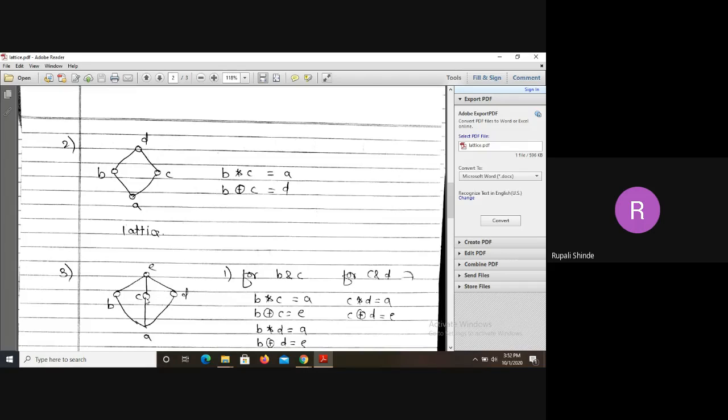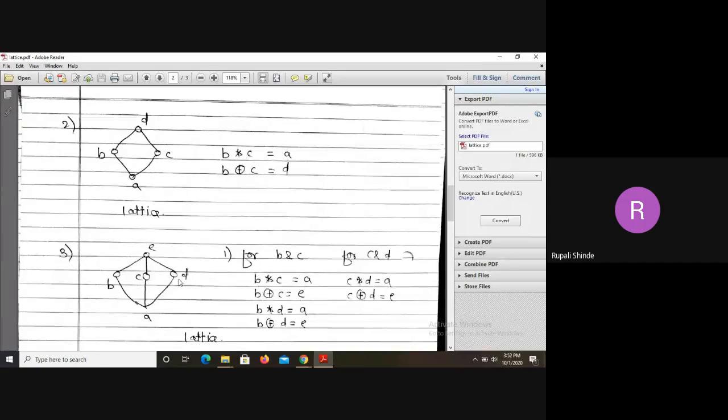The greatest lower bound for these two elements is A, and the least upper bound is E. Again, if you consider elements B and D, then the greatest lower bound for these two elements is A, and the least upper bound is E. So again we can say there is a greatest lower bound and least upper bound for every pair of elements. That's why this given diagram is a lattice.